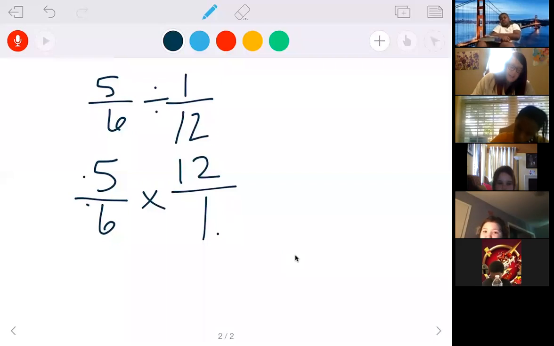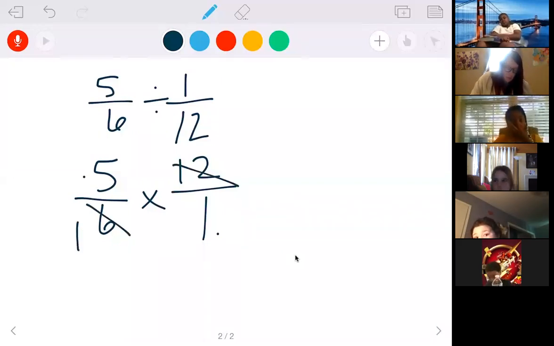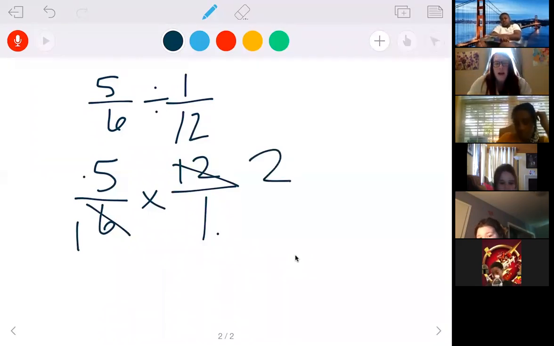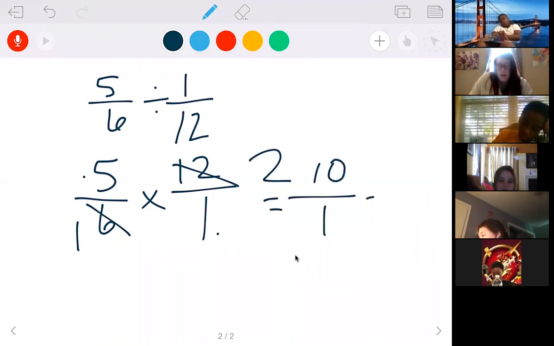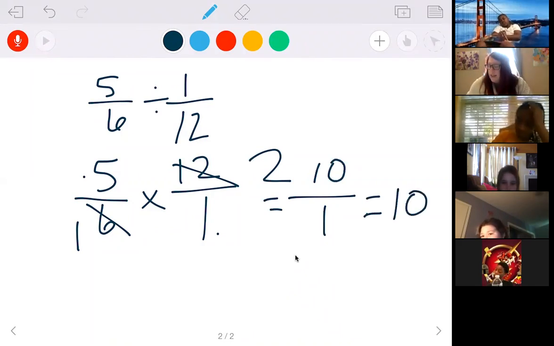So if we look at 6 and 12, we can reduce that. 6 divided by 6 is 1. 12 divided by 6 is 2. Okay, then all we have to do is multiply. 5 times 2 is 10. 1 times 1 is 1. And then remember, if it's a number over 1, we leave it as the whole number. So she did 10 word problems.